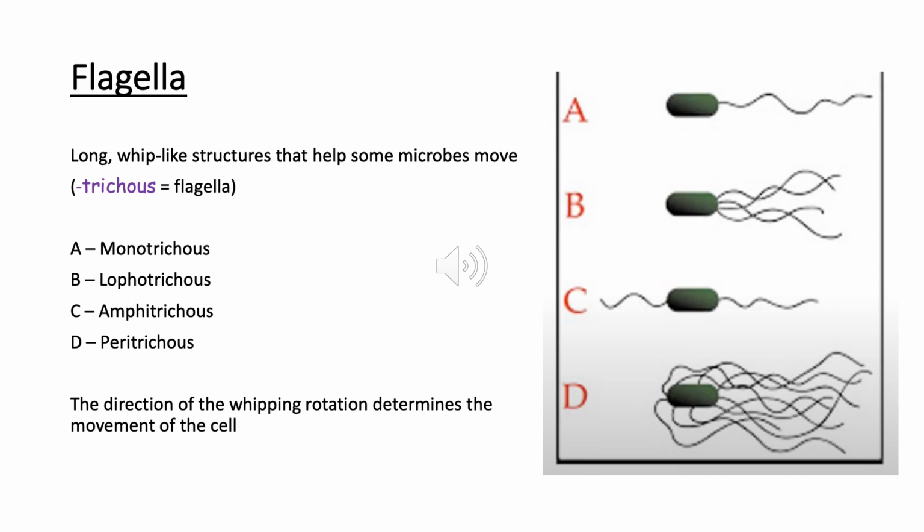They have one flagellum. So for B, lophotrichus, lophotrichus means they kind of have this ponytail of flagella on one end. And then C is amphitrichus. Amphitrichus has 2 flagella, one on each end. And then finally D, peritrichus. Peritrichus means it has flagella all around the outer edges. So think perimeter, the outer edge, all along the outer edge. So the direction of the whipping rotation of all these flagella determines the movement of the cell.